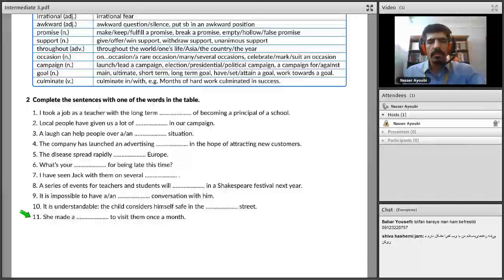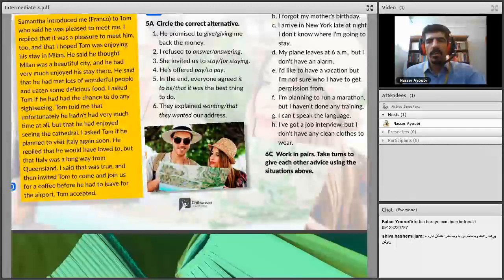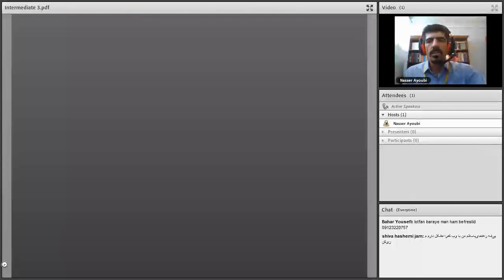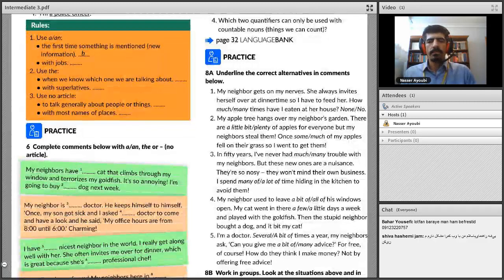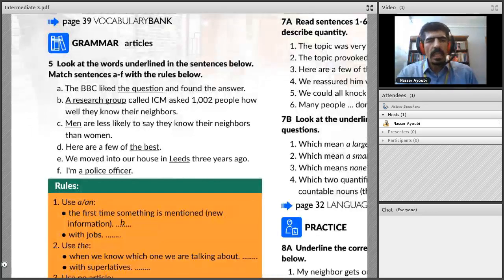Okay, we're done with the vocabulary bank. Let's get back to page 3, I suppose. Okay, back to page 3.